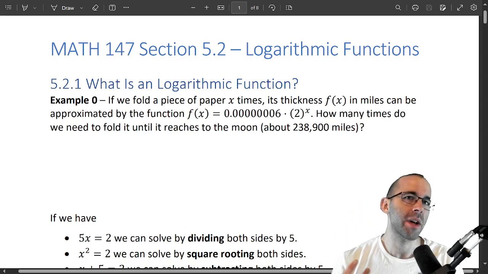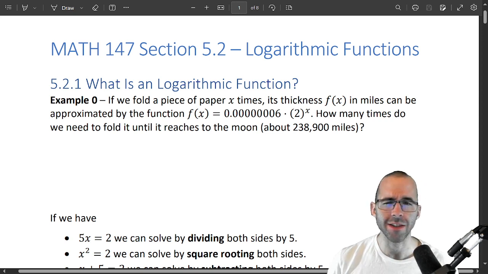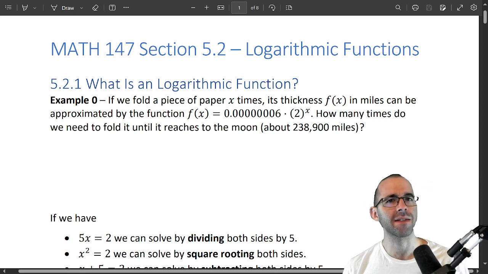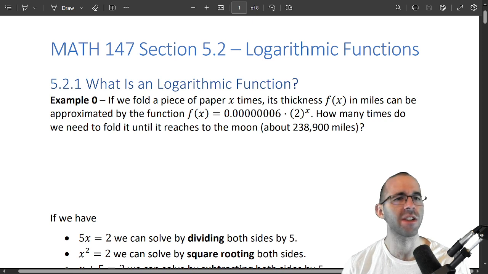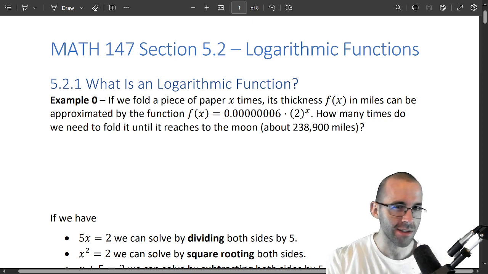In the last section, we talked about exponential functions. Here, we're going to talk about logarithmic functions. And you might say, Jason, what the heck does an exponential function and a logarithmic function have to do with each other? Why are they right next to each other? We'll answer that in this video.